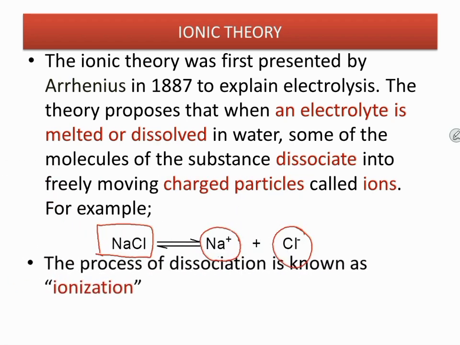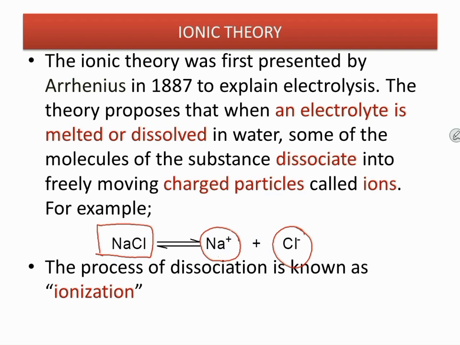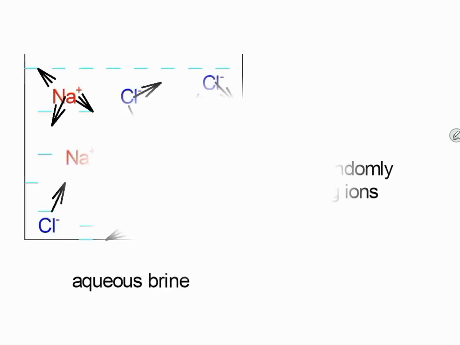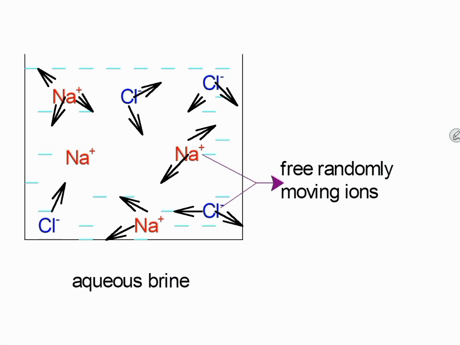Then, of course, the process of this dissociation is what is called ionization. The process where this salt breaks down into its ions, or a substance breaks down into its ions, is known as ionization. I would like you to underline that. Ionization. Okay, now, this is what Arrhenius is trying to make us understand. This is when you dissolve salt in water.